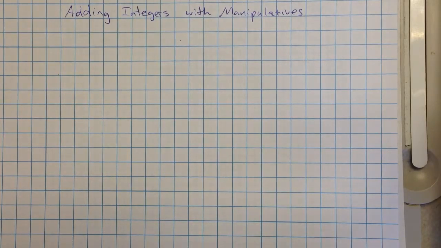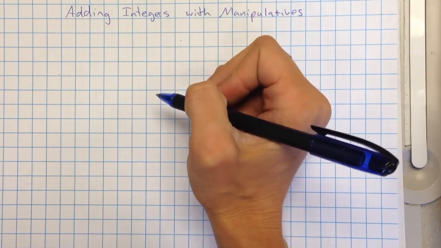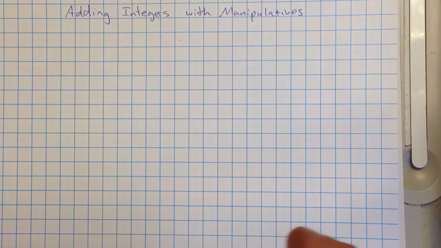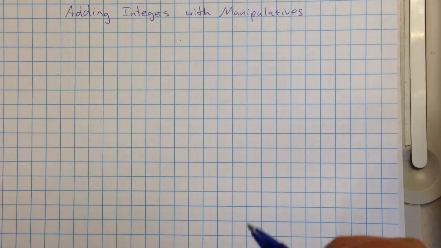All right, so we wanted to talk a little bit about adding integers. Remember, we were talking about integers. Integers are just whole numbers, positive or negative, and zero. So -5 is an integer, 6 is an integer, 0 is an integer. So it's really using negative numbers.